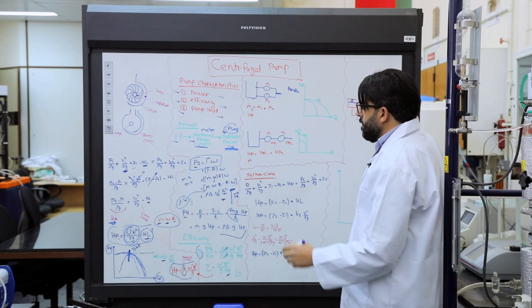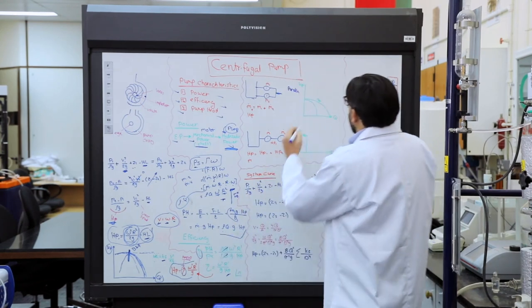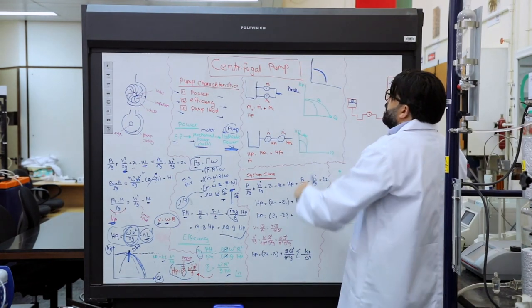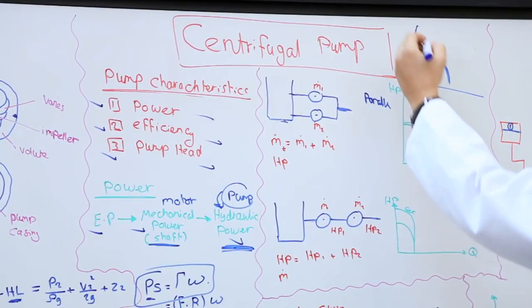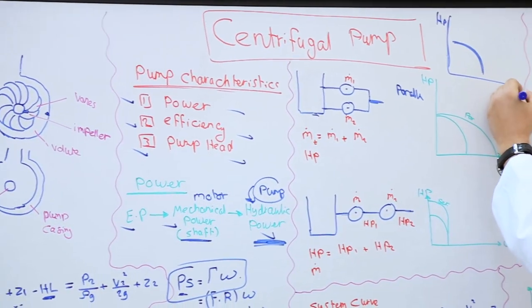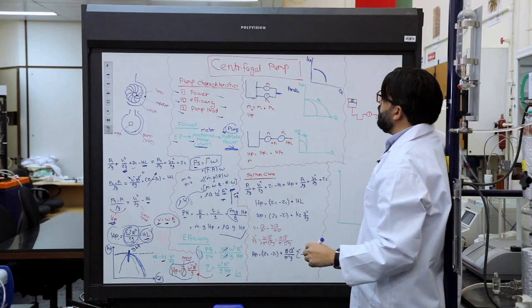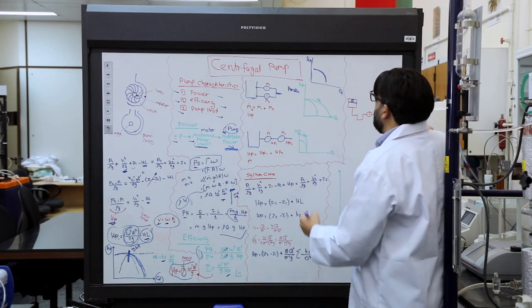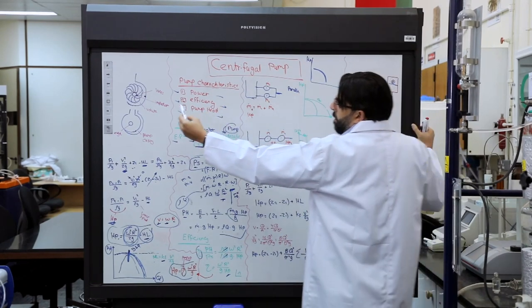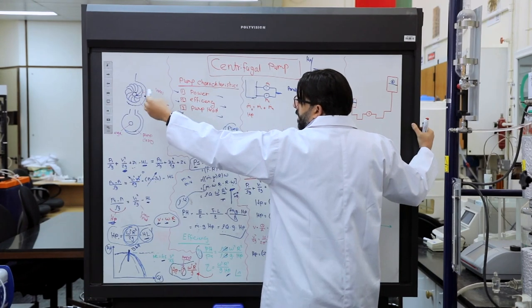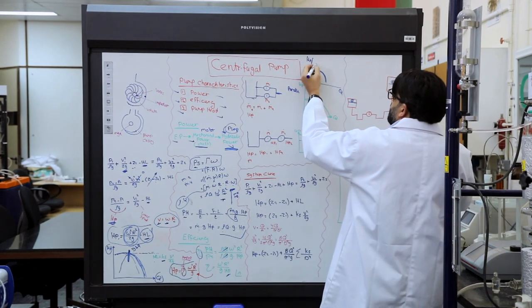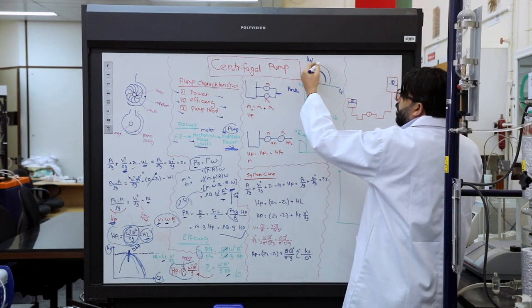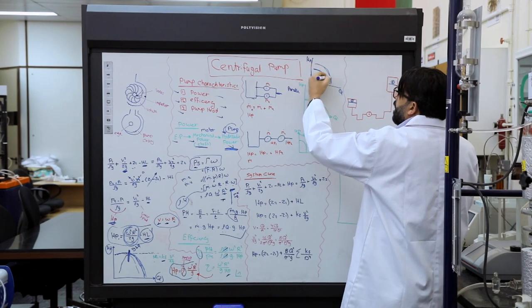Now, suppose I have a curve, this is a pump curve, Hp versus Q. Now, suppose that you want to have higher Hp and higher Q, so more head and more quantity. So you have to get a new pump with a larger impeller or higher speed to have a curve like this. So when you have a larger pump with a larger impeller or larger speed, you have a new curve like this.